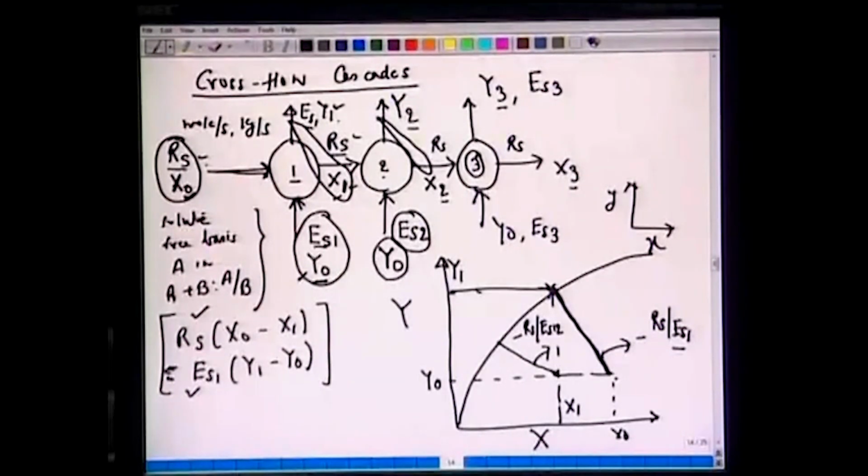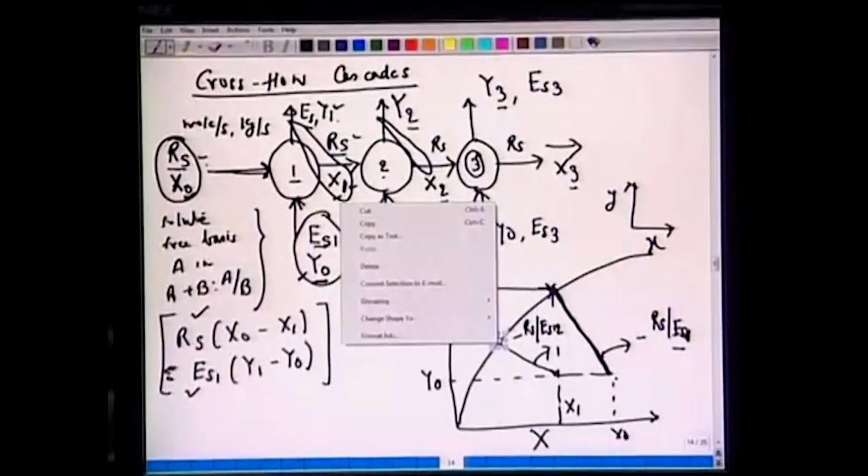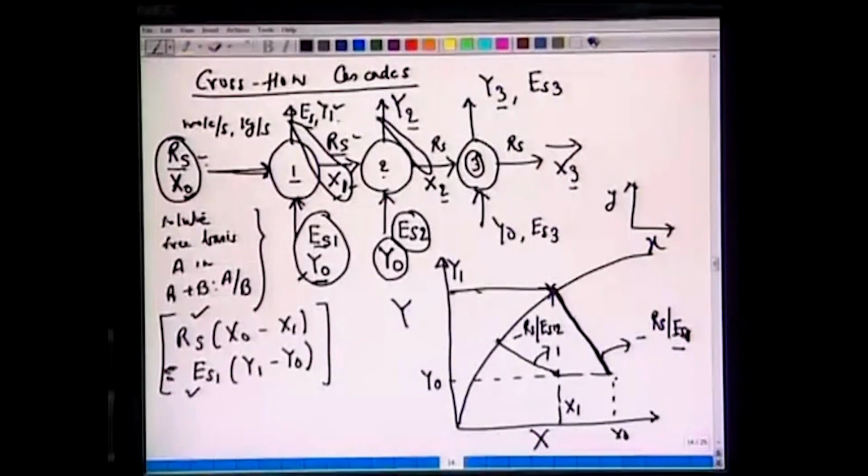All right. RS is the same here, kg per second or mole per second of the solvent or the carrier gas is the same throughout. So, we have RS, however, ES1 and ES2 are different. So, we mark this, take the slope and draw all the way till the equilibrium. All it means is that the leaving streams y2 and x2, they are also in equilibrium. So, we have y2 in equilibrium with x2.